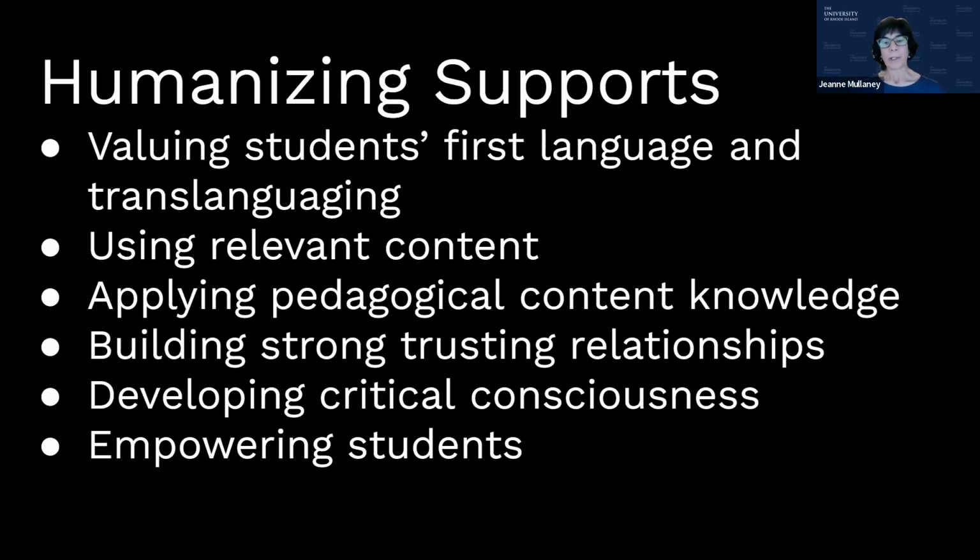Building strong and trusting relationships is about a foundation of mutual respect in a classroom that is characterized by humanizing instruction. Developing critical consciousness is another critical element, and it's about raising students' awareness of injustice, but not just raising their awareness of it, because the last part is empowering students, helping them to know that they have a voice and they can act honorably against injustice.